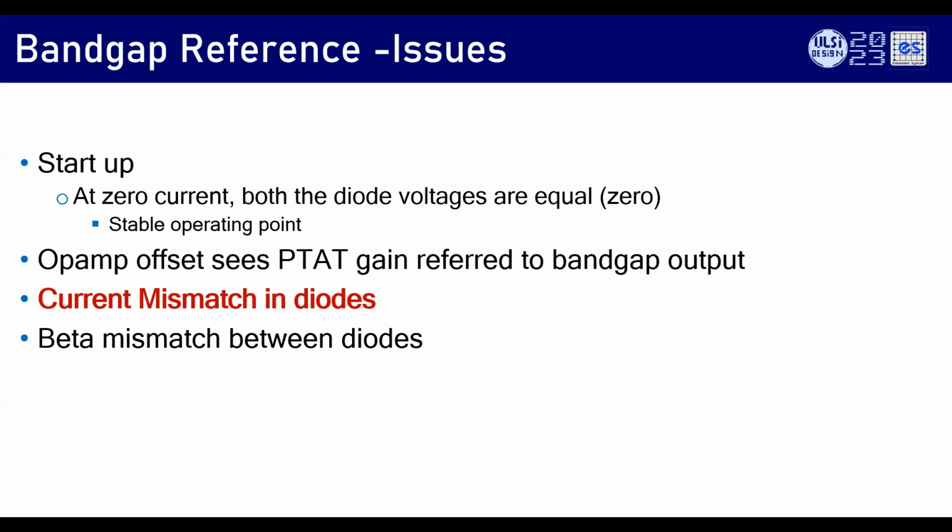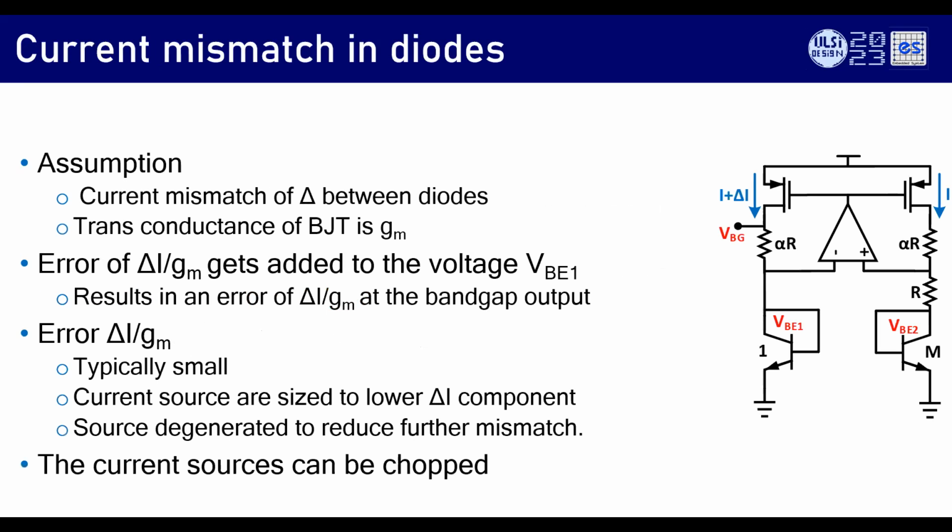Okay, then I'll talk about the current mismatches in diodes. It's simple to analyze. Let's say that you have a delta I mismatch between the two current sources, and assume that the impedance of the BJT is 1 by gm. Now the delta I will flow into 1 by gm, resulting in a delta VBE. So this error of delta I by gm at the bandgap output is typically small. I don't pay much attention to that. If you really worry about it, you go and size the transistors. Don't increase only the width; increase width and length by the same amount, or use degeneration. The best thing to do is degeneration instead of increasing the size of the current sources. Or if you really want, you can chop it or rotate it or do whatever you want to remove that error source.